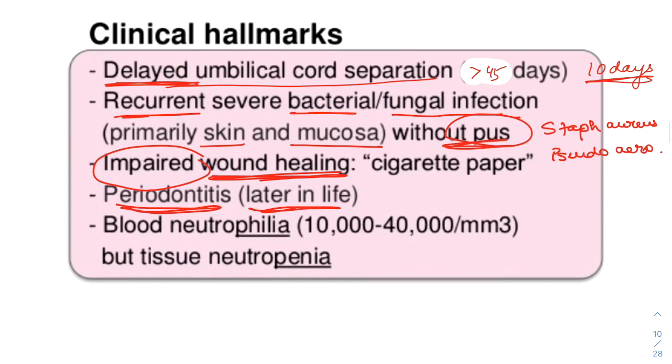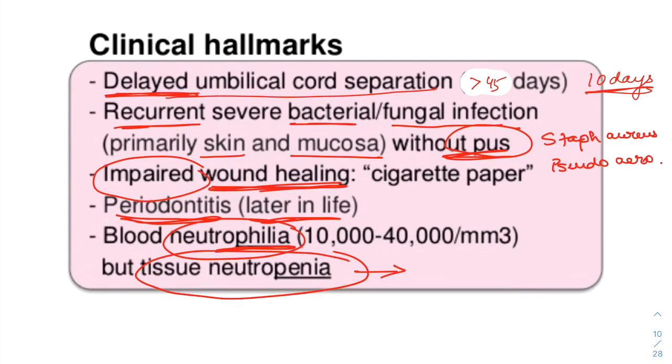A persistent marked neutrophilia, that is increased neutrophil count in the blood, is associated with recurrent infections, mainly in the newborn period or early infancy. And if a persistent marked neutrophilia in newborn period or early infancy is present, that should prompt a suspicion of LAD-1 disorder. But profoundly impaired neutrophil mobilization to the tissue inflammatory sites, and thus the tissue sites are typically devoid of any neutrophils. That is, tissue neutropenia occurs.